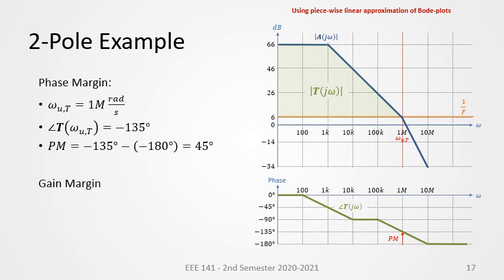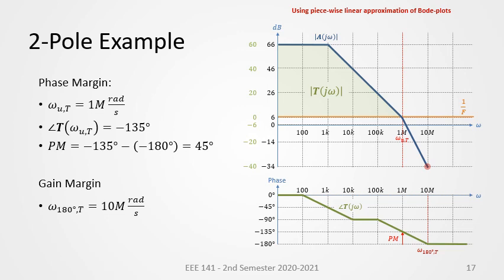For the gain margin, we need to take note of the frequency at which the phase of the loop gain T is negative 180 degrees. From the plot, we can easily identify that frequency as 10 megaradians per second. Then we note the loop gain at this frequency. Again, the loop gain's 0 dB is the 1 over F line.